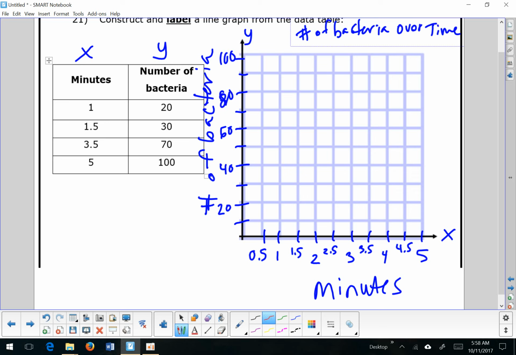So now I'm ready to graph. After 1 minute, which would be this value, I have 20 bacteria. After 1.5 minutes, I have 30 bacteria. After 3.5 minutes, I have 70 bacteria. And after 5 minutes, I have 100 bacteria. And if your graph is not coming out straight, you're doing something wrong. That's how you complete homework number 4.